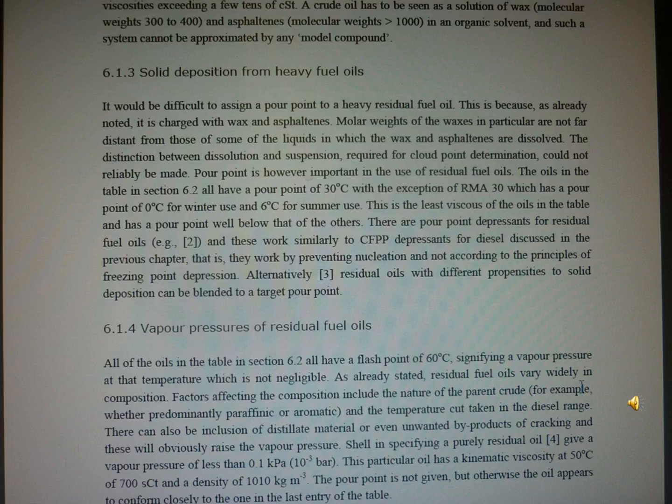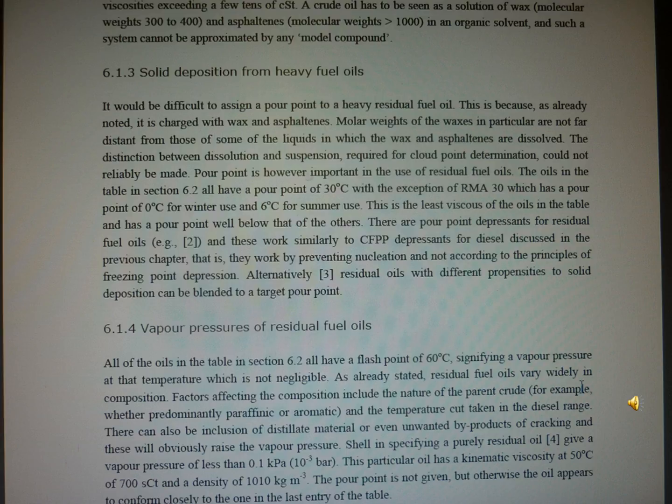Then we were talking about the solid deposition from the heavy fuel oil. So it will be difficult to assign the pour point to the heavy residual fuel. The molar weights of the vessels in a particular are not far distant from those of the liquids. The pour point is important in the use of the residual fuel oil, so that the pour point is 30 degrees centigrade.